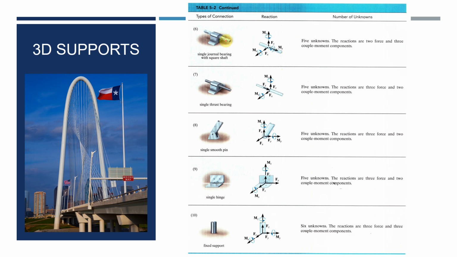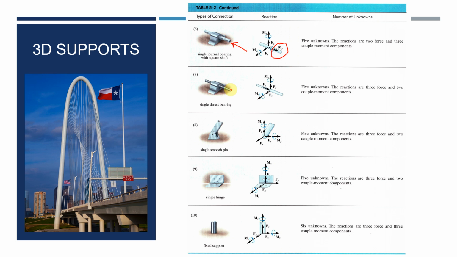Now, a square journal bearing, the purpose of this is to allow sliding only, so you can have moments around all three axes, but forces around only two of them. Because if you put a force in this direction, the bearing will slide in and out. A drawer glide is maybe the best example of that.